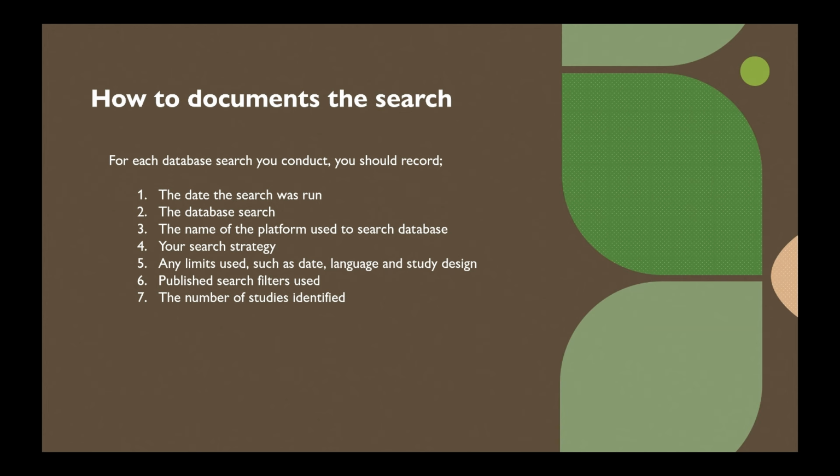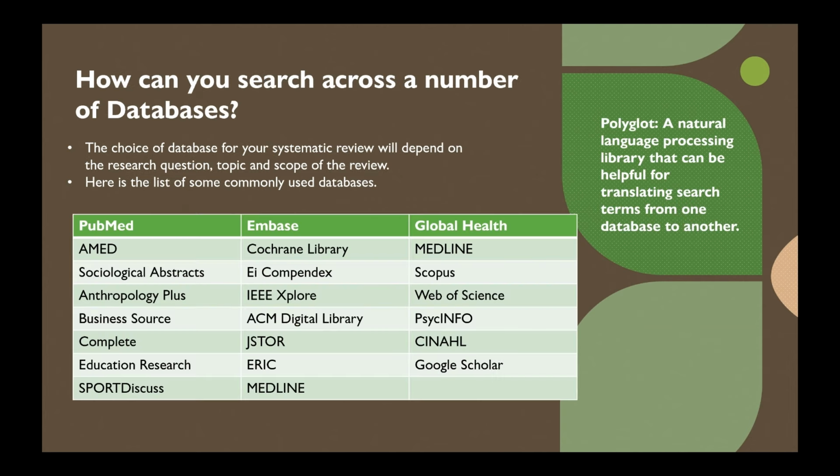How to document the search? For each database you used to search for articles, you should record the date the search was run, the database searched, the name of the platform used to search the database, your search method, any limits you used, such as date, language, and study design, published search filters used, and the number of studies identified.